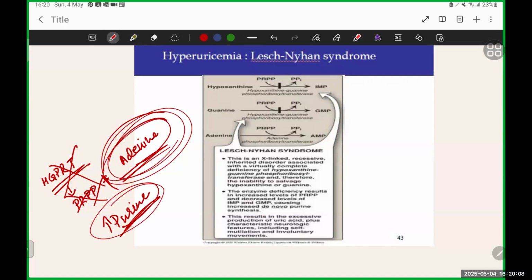There's gonna be a lot of bases in my body, and because of this, there's gonna be an increased de novo purine synthesis. I'm trying to look for the keywords here to show you guys. There's HGPRT, PRPP increased, causing the increased de novo purine synthesis, and because you have more purine synthesis, you have excessive production of uric acid again. You don't want uric acid.